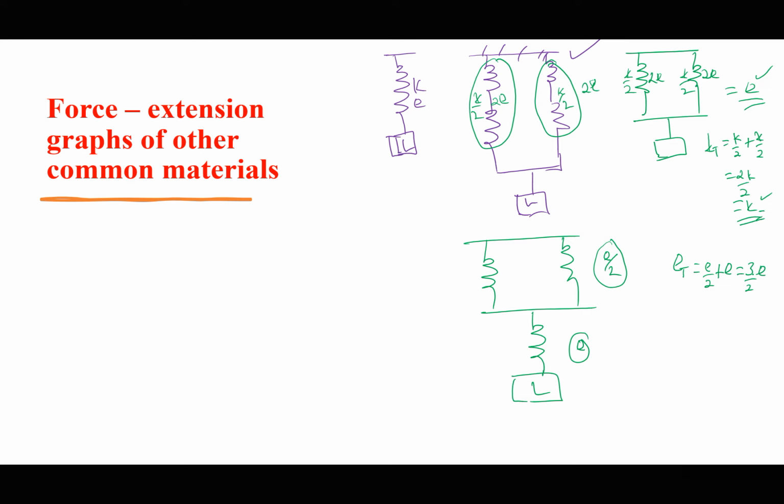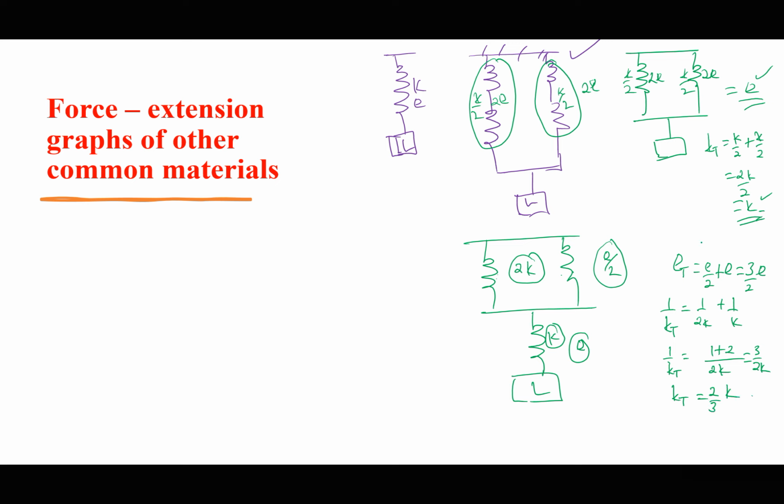Then the total constant. These two are in parallel. For springs in parallel, total constant is the sum of the two, so it is going to be 2K here. But 2K is in series with this one, which is K. If you have springs in series, total constant is got from the reciprocal, so this will be 1 over 2K plus 1 over K. So 1 over K total is going to be equal, the LCM is 2K, so this is going to be 1 plus 2. So this becomes 3 over 2K. So when I get the reciprocal, I get K total is equal to 2 over 3K.